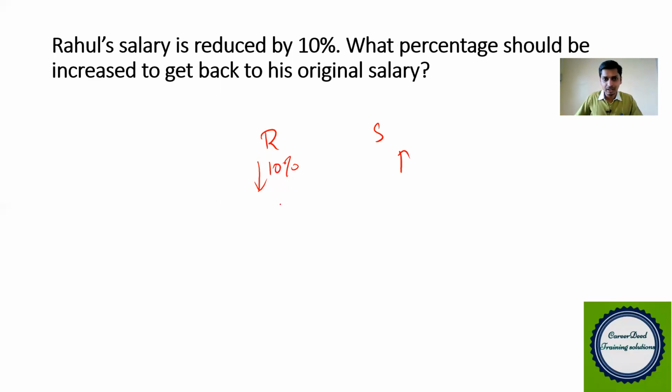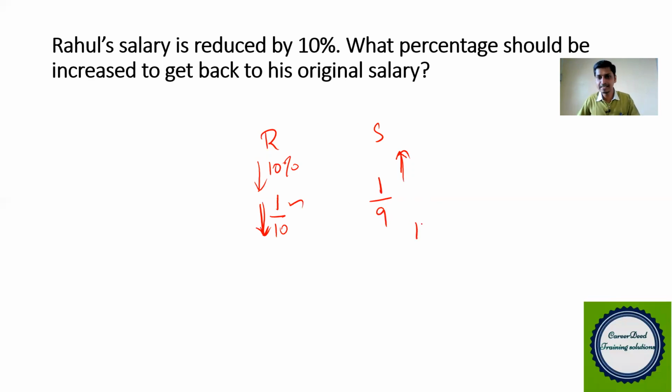Okay, we have a shortcut. First the salary is decreased by 10%. That means what is 10%? 1 by 10. So this is the decreased fraction. Here you have to increase the fraction to get back to the original salary. So how to increase the fraction? Keep the numerator as it is. To increase the fraction, you have to decrease the denominator. However much in numerator, you have to decrease the same in denominator. So you have 1 in numerator. So decrease 1 from denominator, you get 1 by 9.